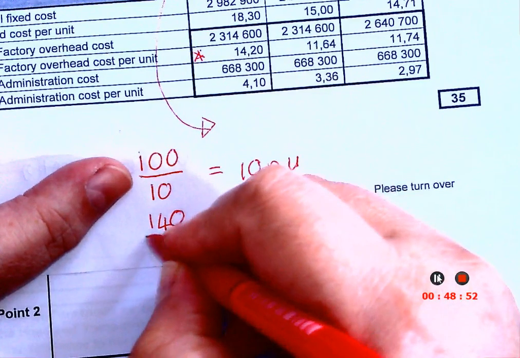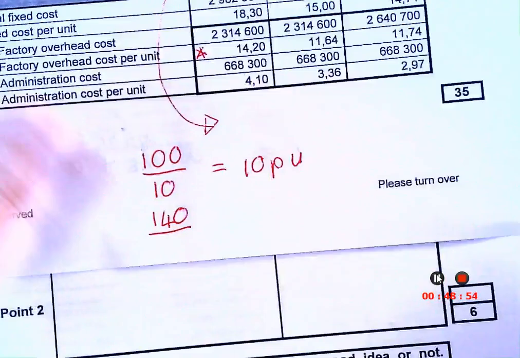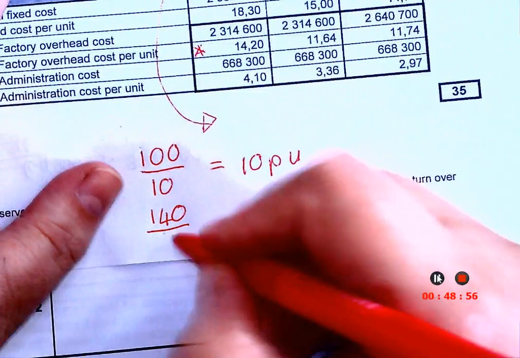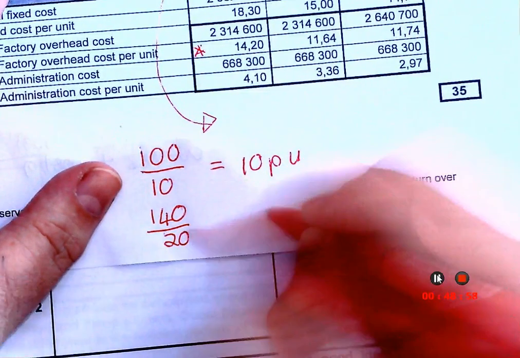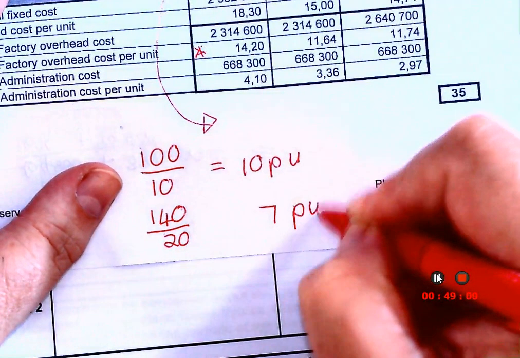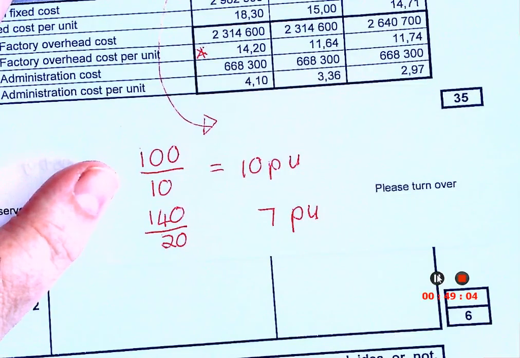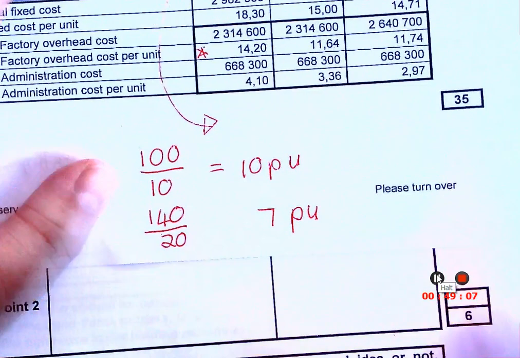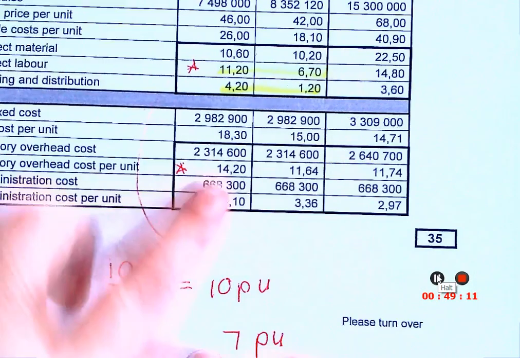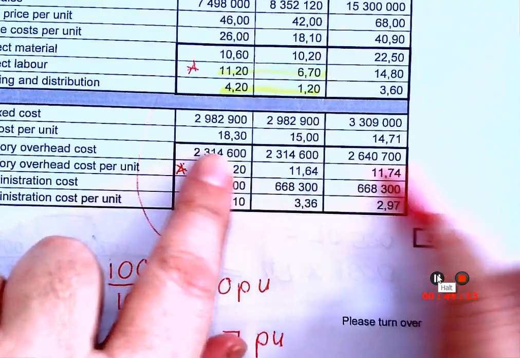But suddenly I produce 20 units. Can you see now? My cost per unit is going down. So this is what economies of scale is. What they're going to do is give you something like this: your total fixed cost and your fixed cost per unit.